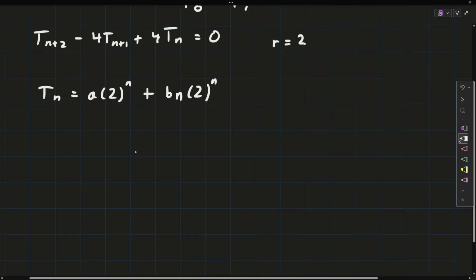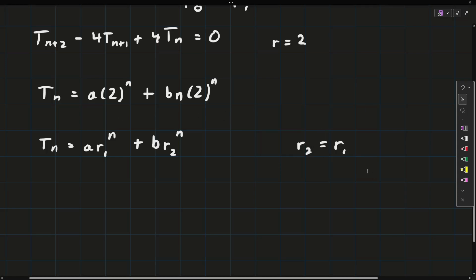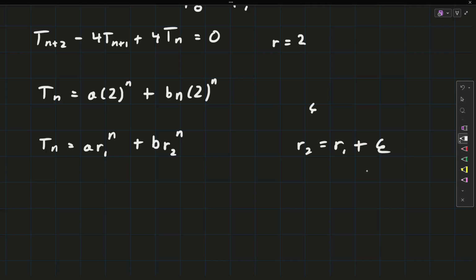So in general we'd have a r1 to the power of n plus b r2 to the power of n. And basically the problem that we're running into is that r2 is equal to r1. So instead of saying that r2 is exactly equal to r1, let's do a little trick where we say it's equal to r1 plus epsilon, where epsilon is some positive number. It doesn't actually matter if it's positive or negative, but we're just going to say it's positive. And epsilon is very small.